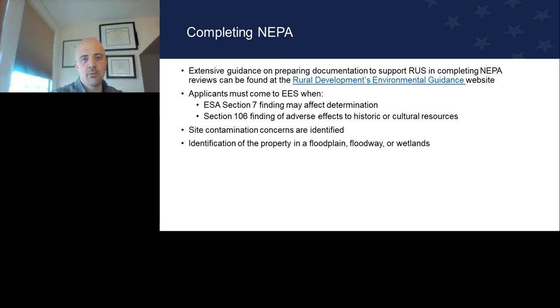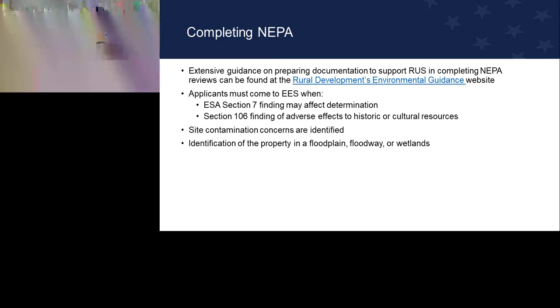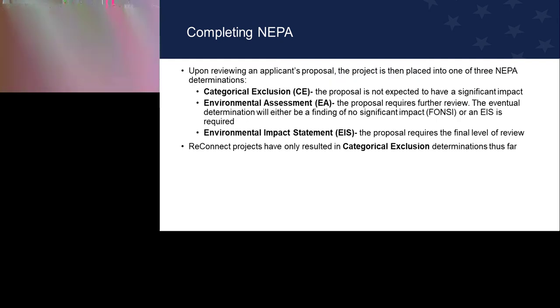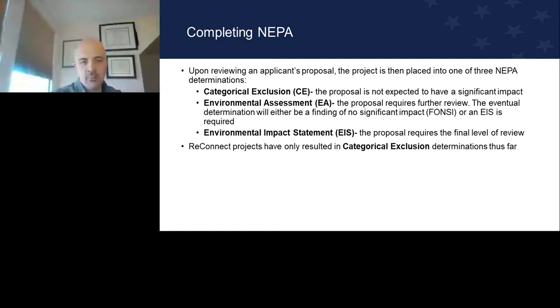So besides Section 106, Section 7 of the Endangered Species Act is one of the other major pending consultations that's required for completion of the process. Section 7 requires agencies and then our applicants to understand the species that may be present in an area and how their action may impact those species.